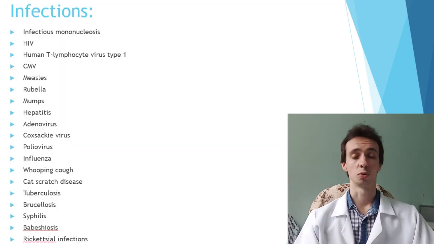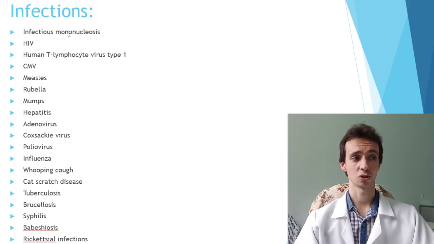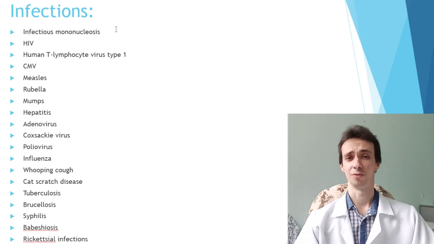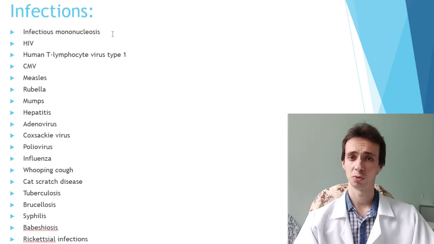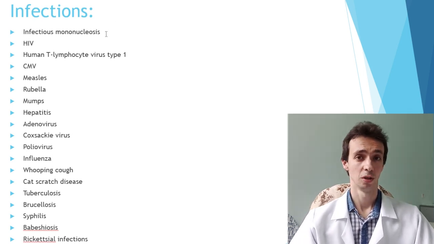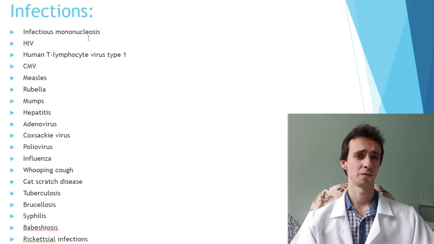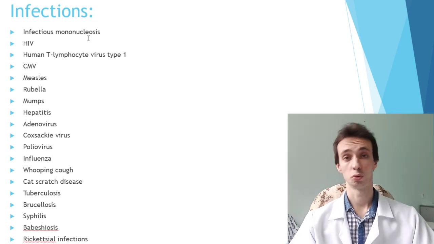And the most common cause of lymphocytosis is, of course, infections. And you can see here, for example, infectious mononucleosis. It's a viral infection where you have fever, a very bad sore throat, enlarged lymph nodes, enlarged spleen. And by the way, here you can also have low thrombocytes or erythrocytes, red blood cells, not only high lymphocytes. And this infection can persist up to 2 months.